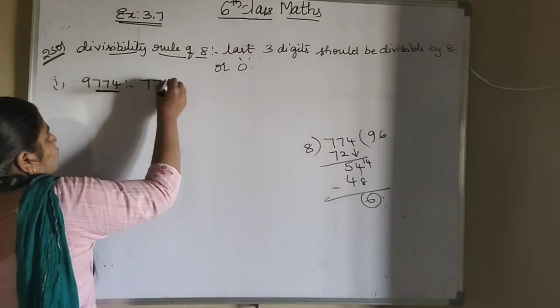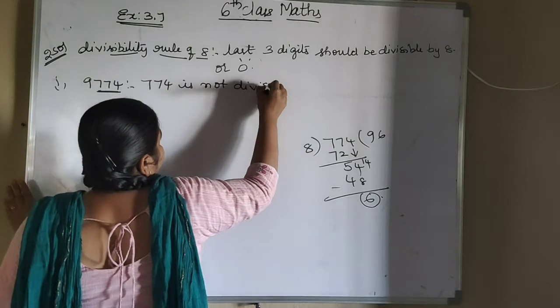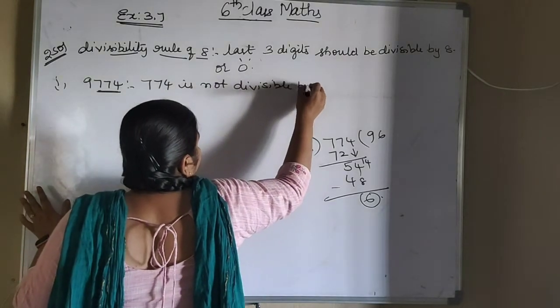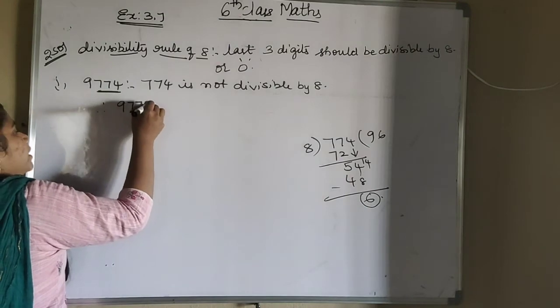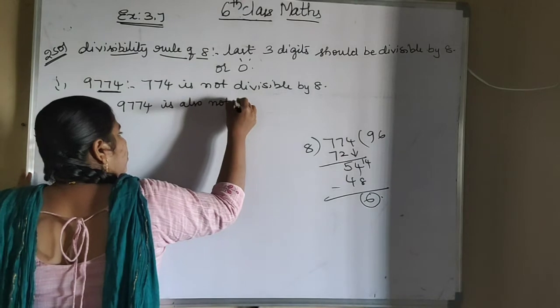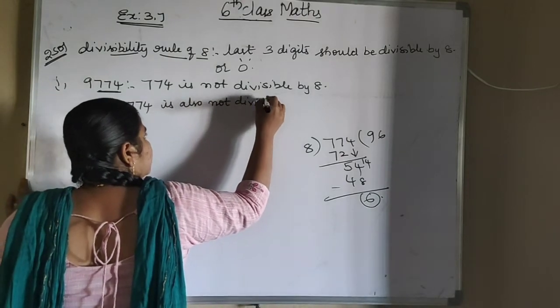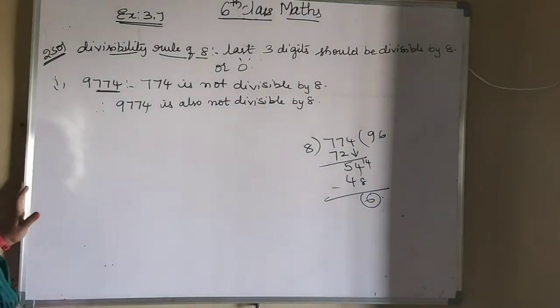So 774 is not divisible by 8. Therefore, 9774 is also not divisible by 8. So this is our first bit.